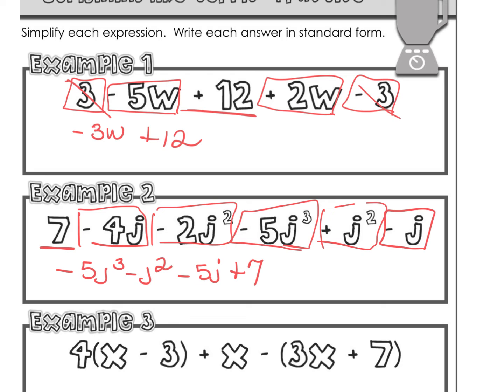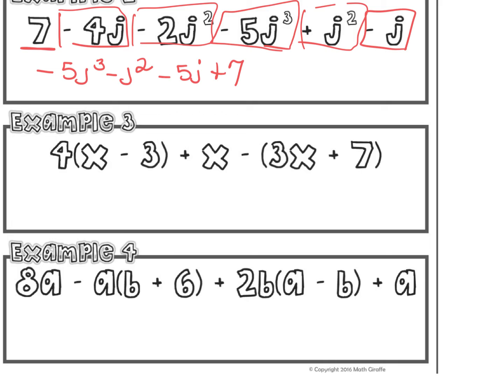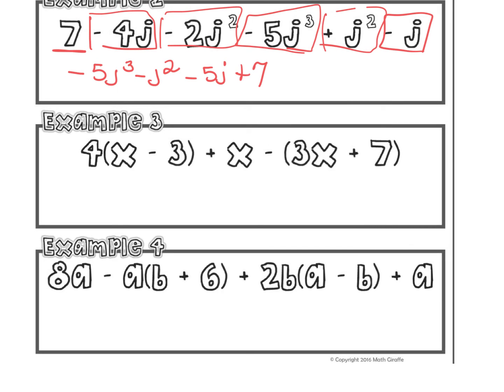Now you can make these bubble letters if you want to, bubble numbers, so that you can color those as well if you like. In example 3, we need to do a little bit of work first. We need to do distributive property first. So we're going to distribute this. That's going to be 4x, and then distribute that, and that's going to be negative 12. When you distribute, the parentheses go away, plus x.